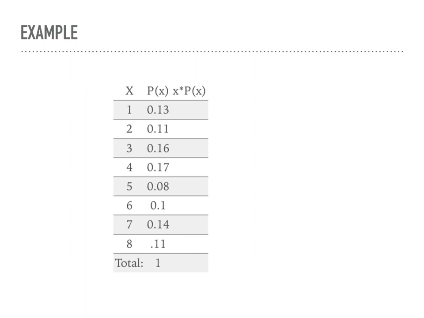So for example, if we had the probability distribution function where x could be 1, 2, 3, 4, 5, 6, 7, or 8, with given probabilities here, we could fill in x times p of x for each one. So 1 times 0.13 gives us 0.13, 2 times 0.11 gives us 0.22, 3 times 0.16 gives us 0.48, and so on, calculating for each of these. Then to find our mean or our expected value, we will add this final column that we just created all together. So adding that all together, we find the mean or the expected value is 4.37.